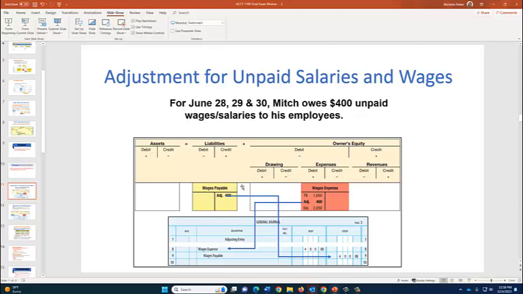So that simply means we're going to add $400 to wages expense with a debit to wages expense and a credit to wages payable or salaries payable for $400. So we're going to increase the liability salaries payable with a $400 credit, and we're going to increase our salaries expense with a $400 debit.